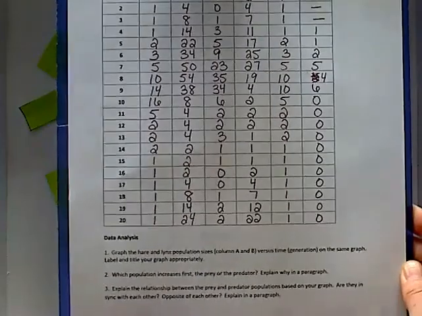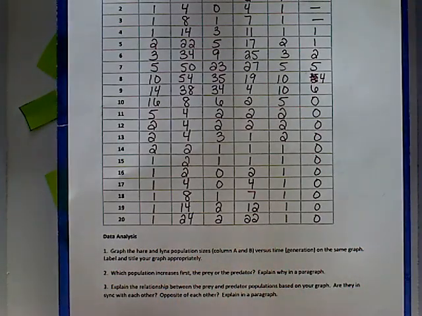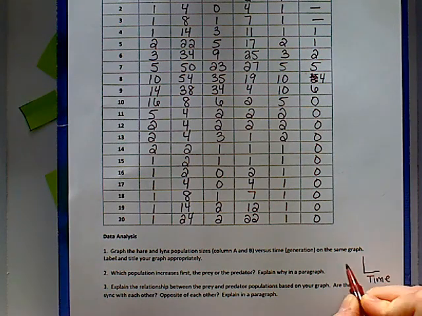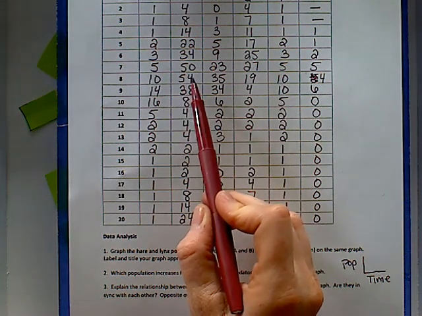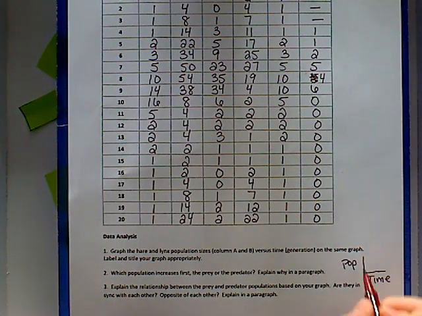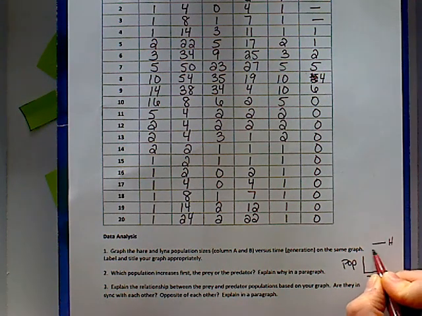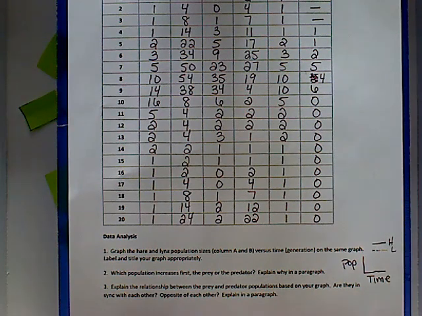You are going to make a graph of your data. So you are going to put the generations, right? Time is going to go on the bottom, and the population size is going to go up the side. So you need to go up to 54, which is the largest number we have for the hares. So you need to make sure that you go up to 50 on your graph, and you're going to have 2 lines. 1 line is going to represent the hares, and then another line is going to represent the lynxes, and you are going to graph the data and answer those questions.